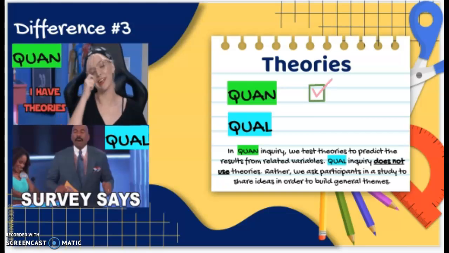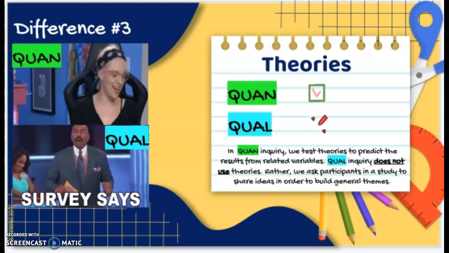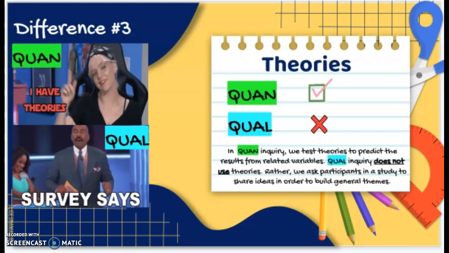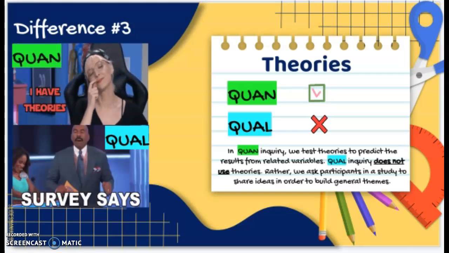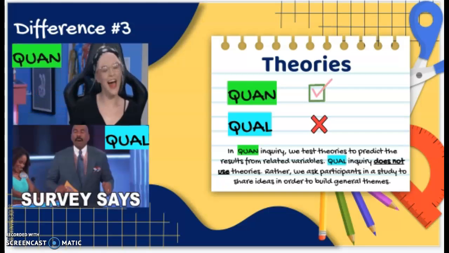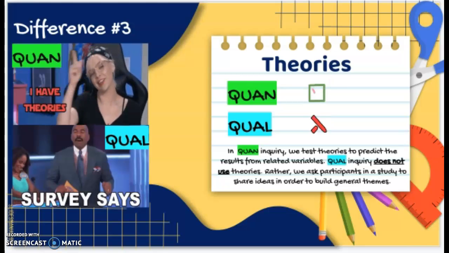The third major difference is theories. Again, like the first two, quantitative is going to use theories because we're going to test those theories to predict the results from related variables, the aforementioned variables. So in qualitative inquiry, we're not going to use theories because what we'll do is we're going to ask participants in a study to share their ideas, and then from their ideas, from their responses, we can build general themes, and that's where we'll move forward with our research in qualitative.